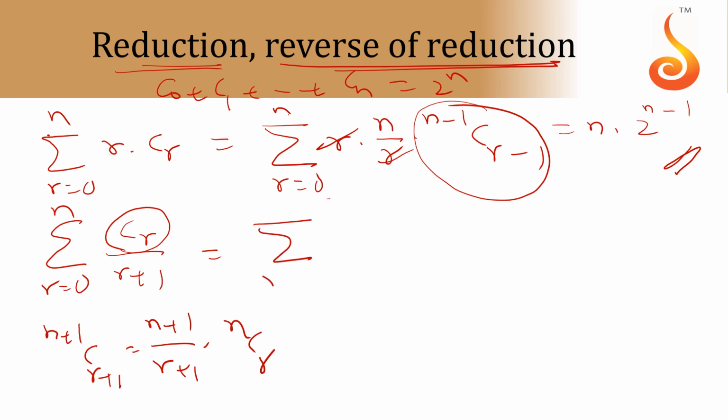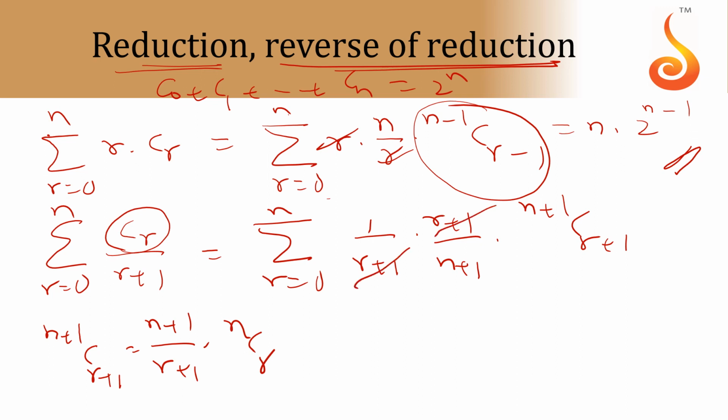Now that I want to use here. So 1 by (r plus 1) into (r plus 1) by (n plus 1) into (n plus 1)C(r plus 1). That is called reverse of reduction. So r plus 1 gets cancelled. So I can write 1 by (n plus 1) outside. Then if you put r equal to 0, it will be (n plus 1)C1, (n plus 1)C2, it is starting. So it is 2 power n plus 1, but (n plus 1)C0 is missing, so minus 1. So this is reduction and reverse of reduction.